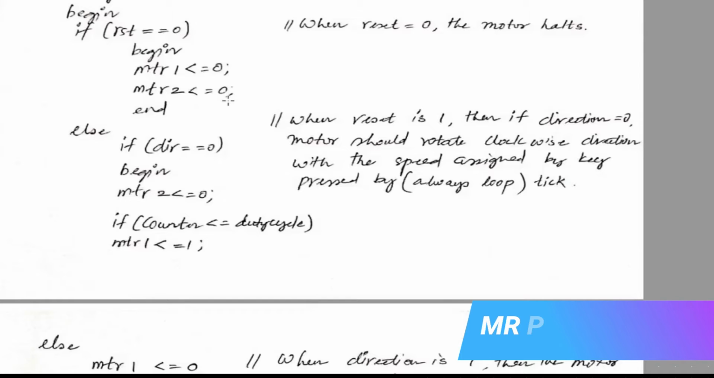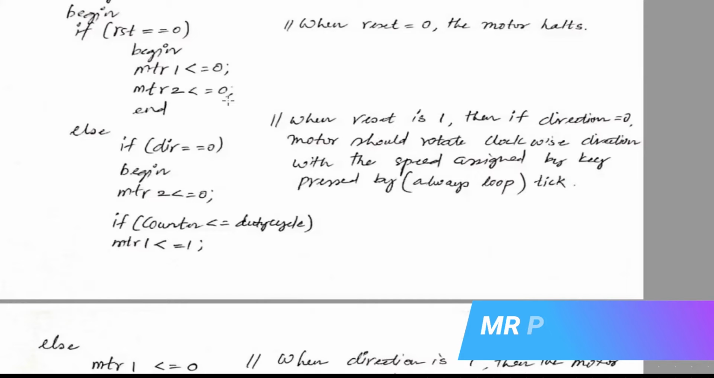Okay. So when the direction is 1, the motor rotates in the anti-clockwise direction, and we can see that the speed is assigned based on the duty cycle. The values are given to the counter. So this is how your motor actually functions.